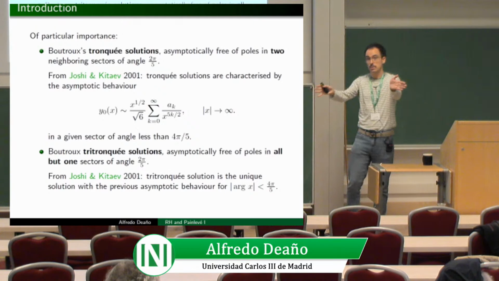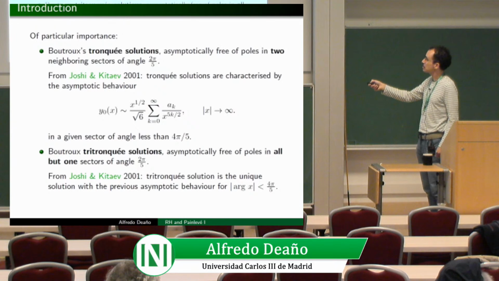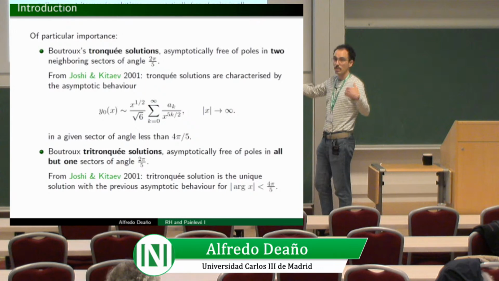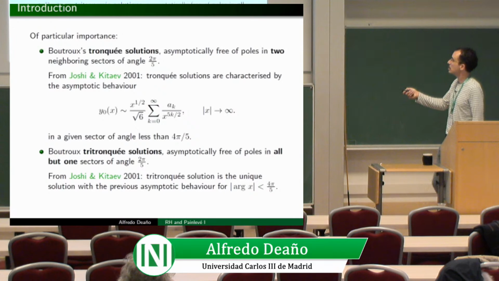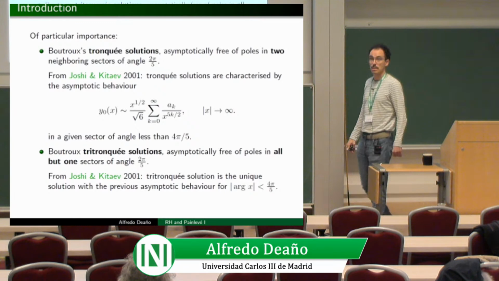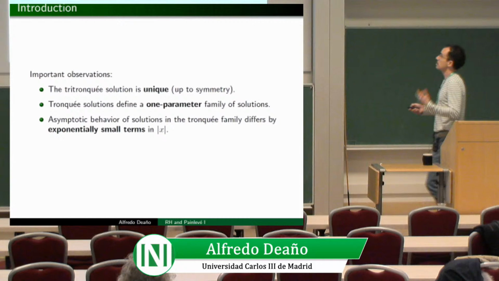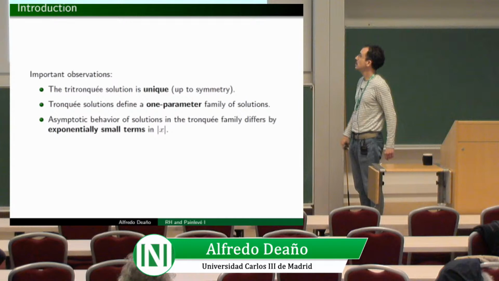And even more especially, the tritronquée solution with this kind of truncated behavior goes over to all the sectors in the complex plane except for one, where all the poles are. The tritronquée solution is the unique solution with this asymptotic behavior in the whole 8π/5 sector. So some important observations: this tritronquée solution is unique up to this symmetry that you can rotate. It is uniquely determined.